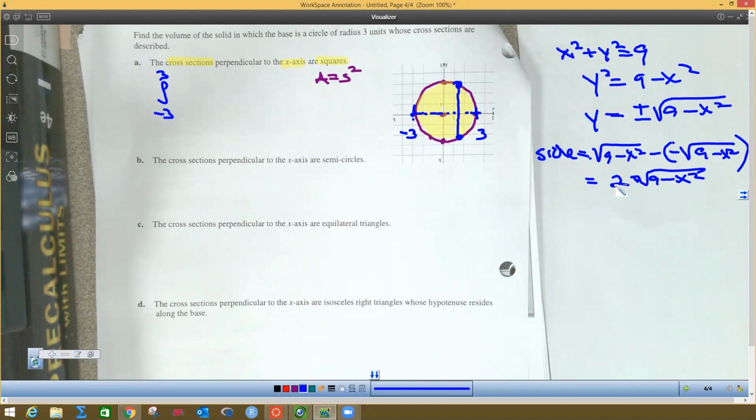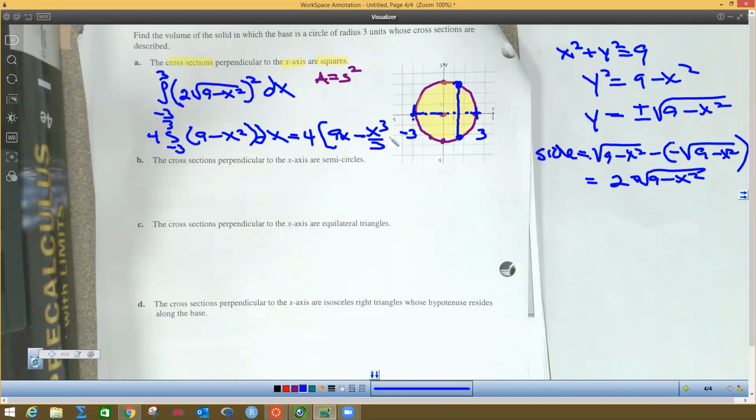And now, this thing right here is my side, so before I take anything out front, I've got to square this whole thing right here before I do an integral. Well, 2 squared is 4, so I can now move my 4 out front of the integral. And when I square a square root, the square and square root cancel out, so I've got this deal. And so this is going to be 4. And then I can do my integral of 9, which is 9x minus x cubed over 3, and do my lower bound to my top bound.